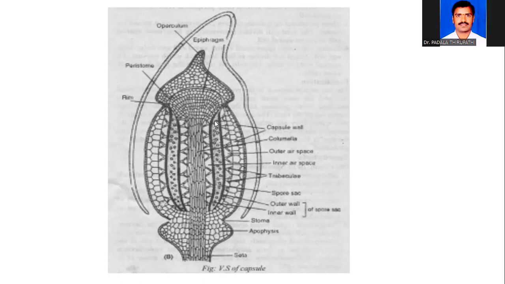Clear? So, this theca region is surrounded by the outer epidermal region. Below the outer epidermis, this is the capsule wall layer. Below the capsule wall layer, you can see here, there are V or Y-shaped structures. These are called trabeculae.